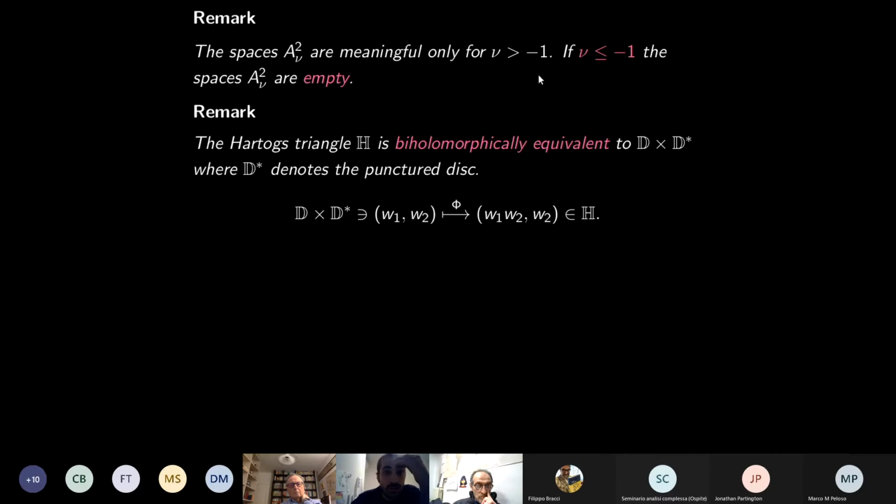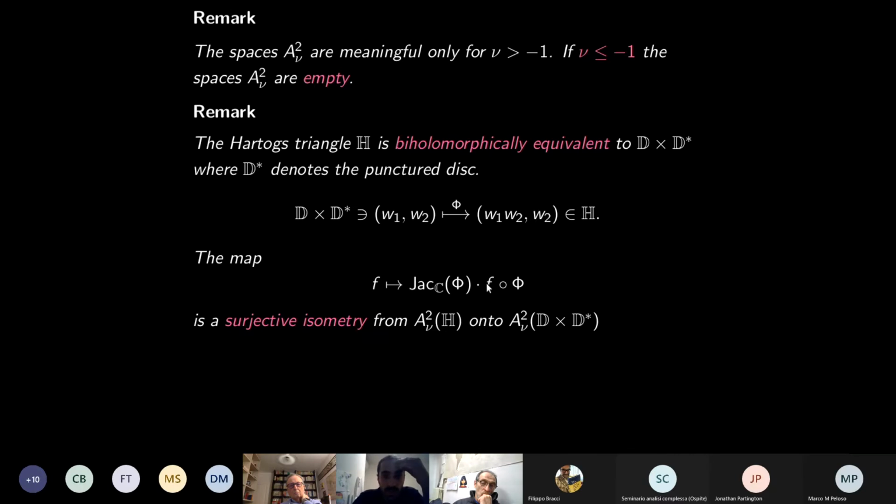Another remark is that the Hartogs triangle is actually biholomorphically equivalent to this product domain, which is the unit disk times the punctured unit disk. So this D star is the unit disk without the origin. This function phi here is the biholomorphism. So if we have w1, w2 on this product domain, then (w1 w2, w2) is the corresponding point on the triangle.